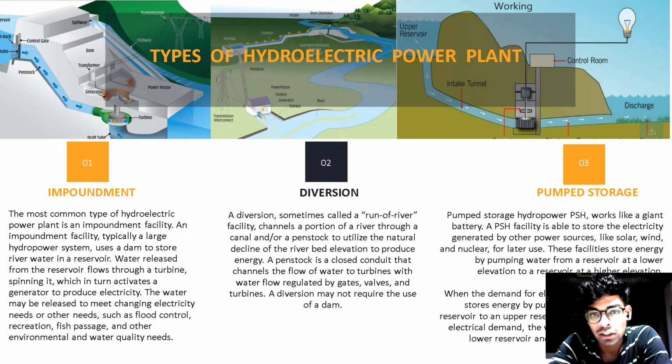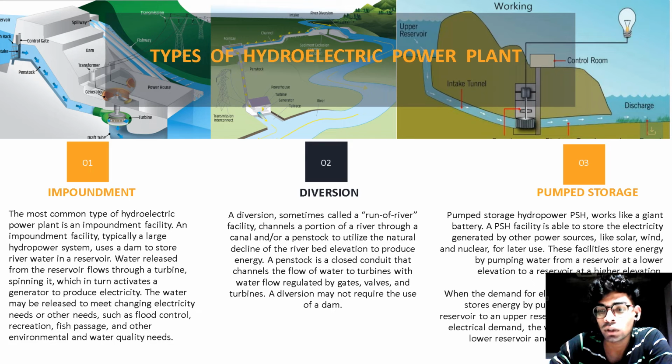Then we have a diversion type of hydroelectric power plant. A diversion, sometimes called a run-of-river facility, channels a portion of a river through a canal or a penstock to utilize the natural decline of the riverbed elevation to produce energy. A penstock is a closed conduit that channels the flow of water to the turbine, with water flow regulated by gates, valves, and turbines. The diversion may not require the use of a dam.